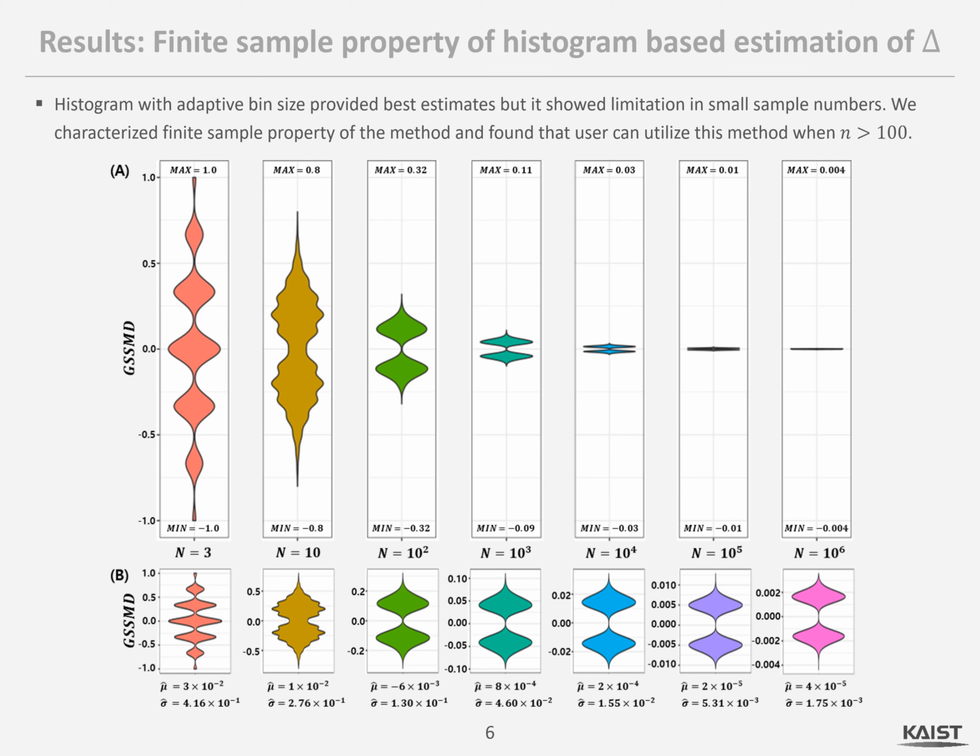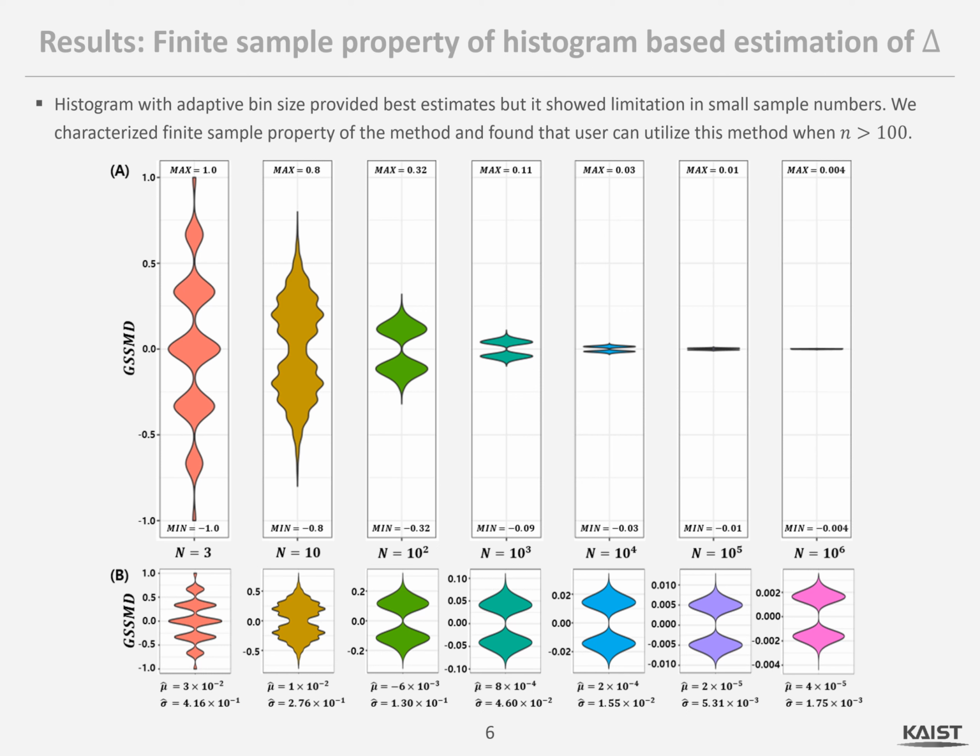Here we use two samples from the same normal distribution. In other words, expected GSSMD is equal to 0. We performed 10,000 independent trials and used 3 to 10^6 samples to estimate the upper bound and lower bound of GSSMD. For n larger than 100, the mean difference between estimated GSSMD and expected GSSMD was about 0.1. For the n equal to 10 case, the mean difference was about 0.25.